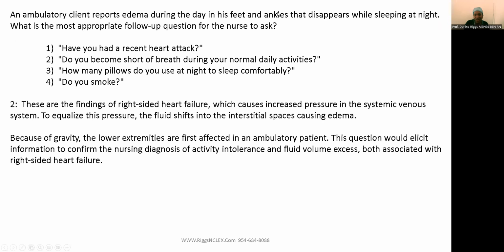So as I mentioned earlier, these are findings of right-sided heart failure, which causes increased pressure in the systemic circulation, right? Blood is going back to where it's coming from. So there's a shift into the interstitial space causing all of that edema. So gravity, right? During the day, they're standing up. The lower extremities are first affected whenever we're walking. So this would confirm a diagnosis of activity intolerance and fluid volume excess, both associated with right-sided heart failure. Nice question. So these come from the tables. All right, you kind of get the point.